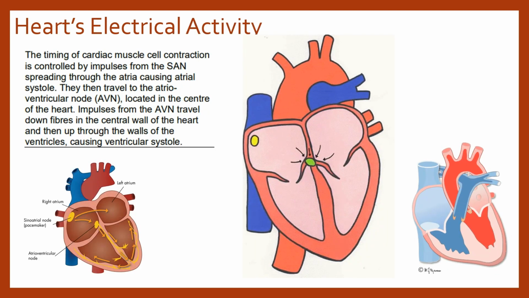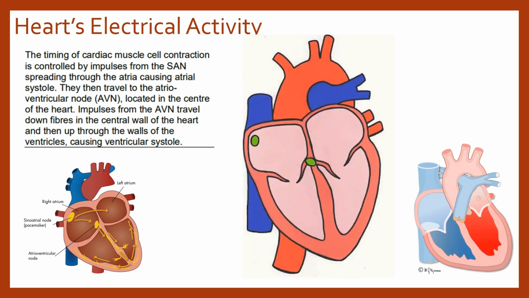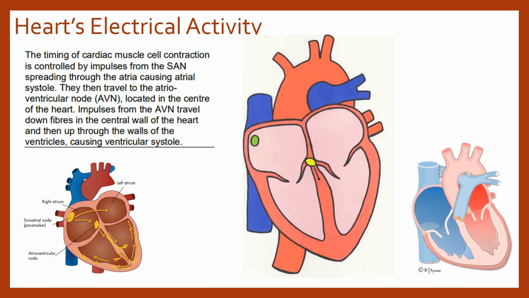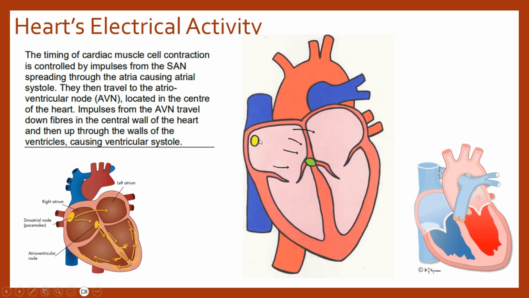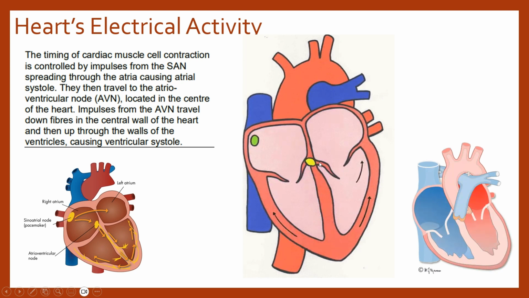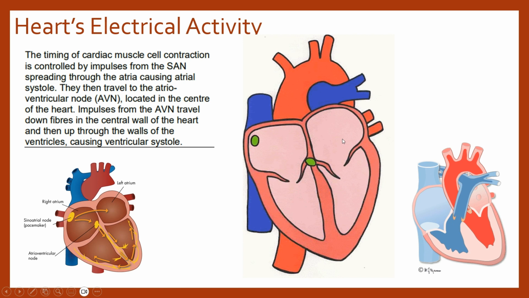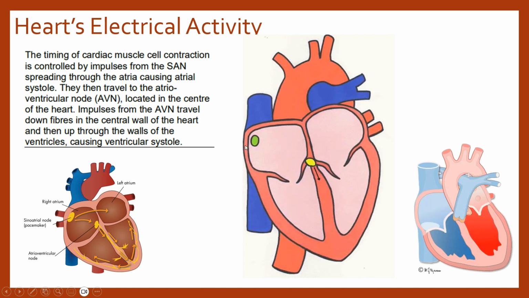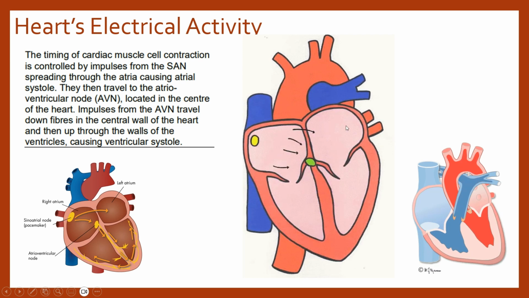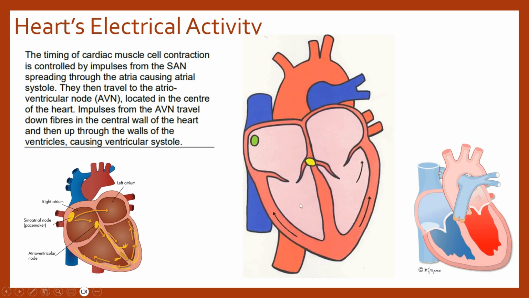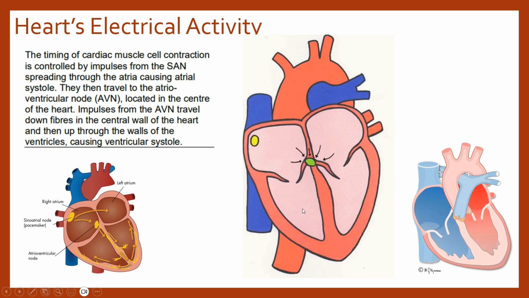As the SAN sends out these electrical impulses, it's going to coordinate the timing of the events of the cardiac cycle. They will travel from the sinoatrial node, which is in the wall of the right atrium, towards the AVN, the atrioventricular node, which sits in between both atria. As these electrical impulses travel through the walls of the atria, that will trigger atrial systole. Atria walls contract and blood gets pushed down into the ventricles.